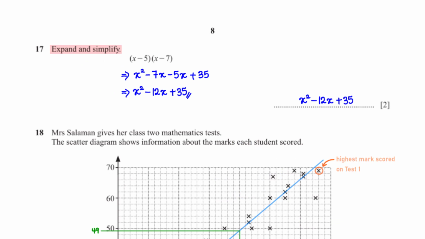Expand and simplify. X minus 5 times x minus 7. To expand the brackets, each term in the first bracket multiplies all the terms in the second bracket. So x times x is x squared. X times negative 7 is negative 7x. Negative 5 times x is negative 5x. Negative 5 times negative 7 is 35. Minus 7x minus 5x is minus 12x. So we have x squared minus 12x plus 35.